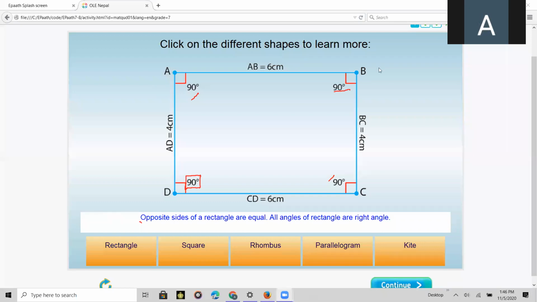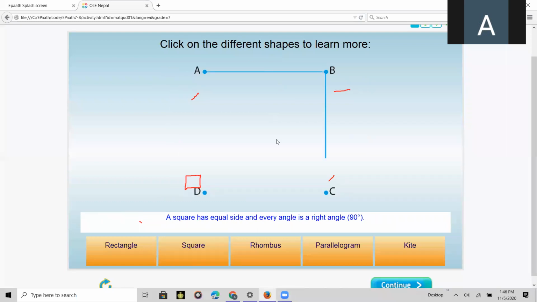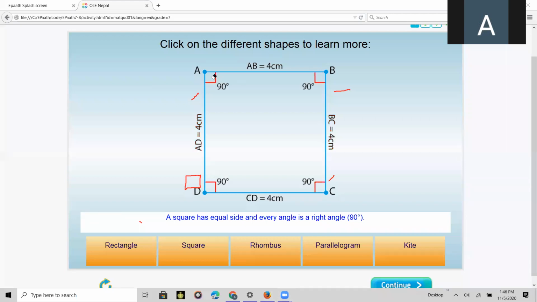And similarly, we can see the square. This is the figure of a square. All the angles are 90 degrees here also, and moreover you can see all the sides are equal. Like you see, in the rectangle, opposite sides are equal, but here in the square, all the sides are equal.